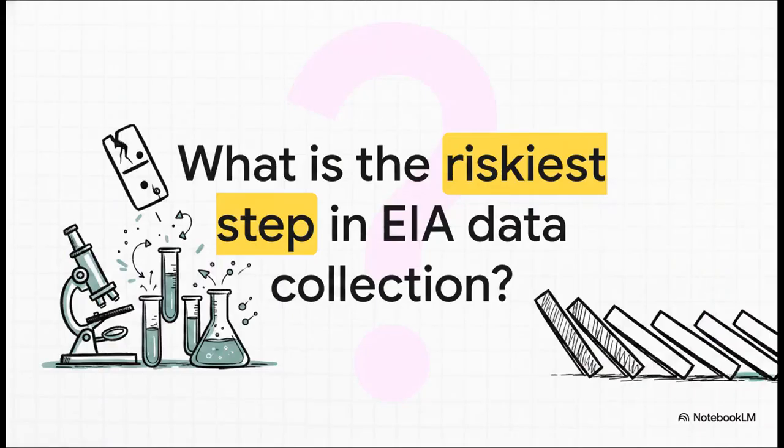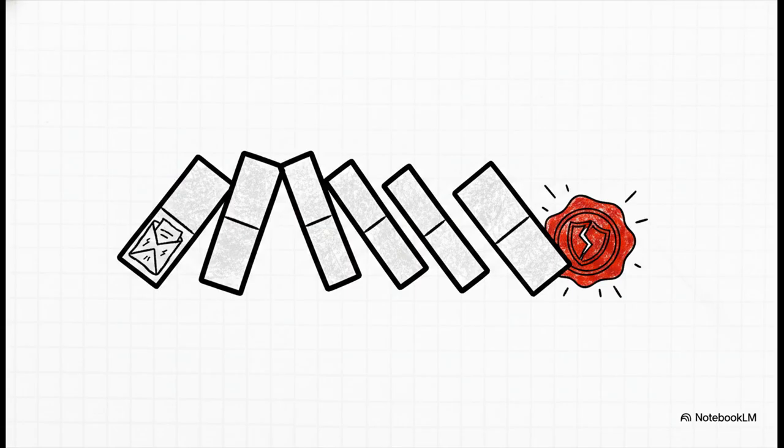If you're an EIA coordinator or a functional area expert, you really have to ask yourself, where does the domino effect of data failure actually begin? Like, what is the single point of failure that can completely compromise an entire season's worth of baseline data? Well, the answer is simple, but honestly, it's devastating. It all falls apart when you fail to properly intimate the lab.